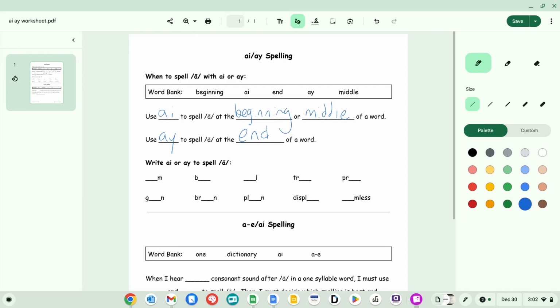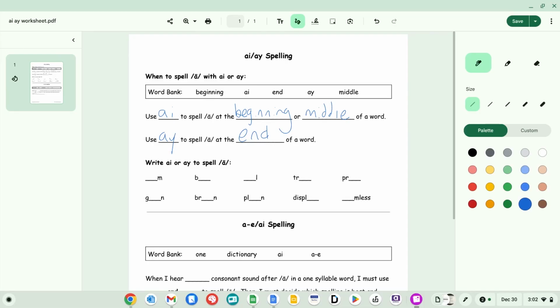So then when they hear the sound A, they're only using AY, to really solidify that AY is at the end and AI is in the middle. Now, what you can also do is determine if your students can do this in one lesson, then go for it. You are the experts of your own classroom, so feel empowered to pause this video as you need to, and take things in stride as you go.